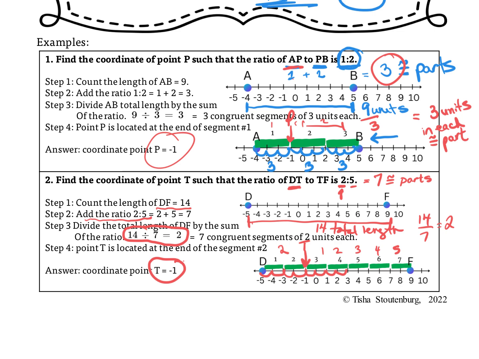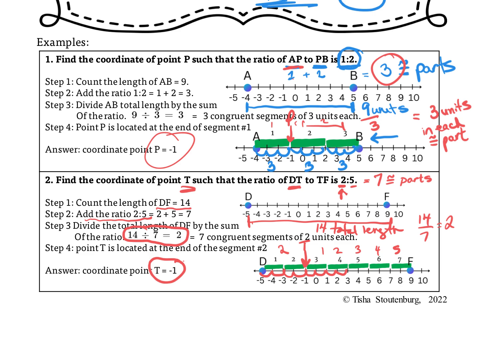And then after you have determined where all your congruent parts are, you can place your point T in the right spot based on how many units are to the left and right of that point.